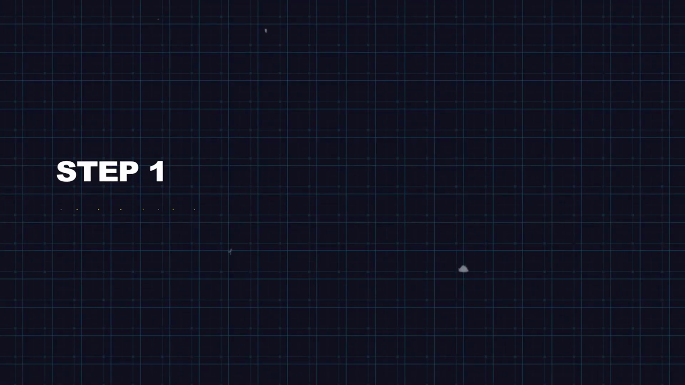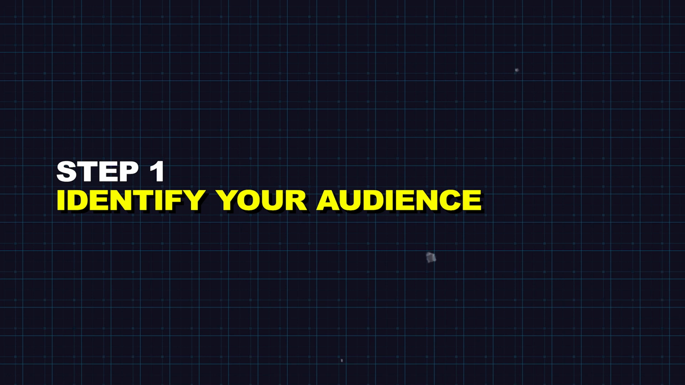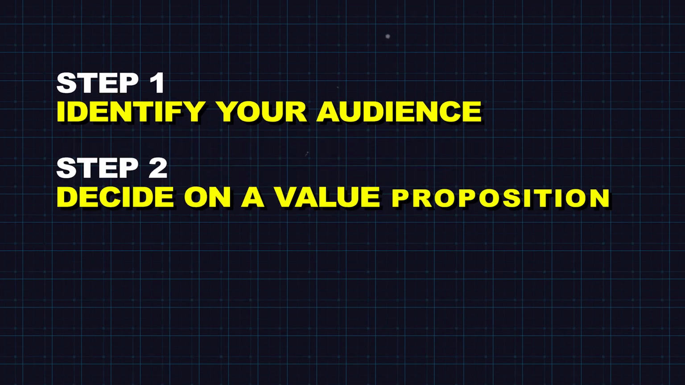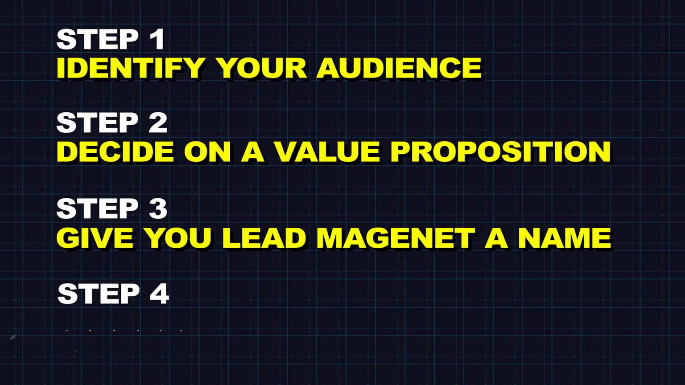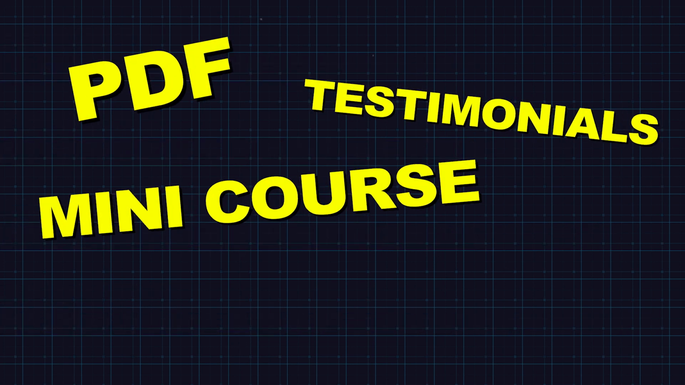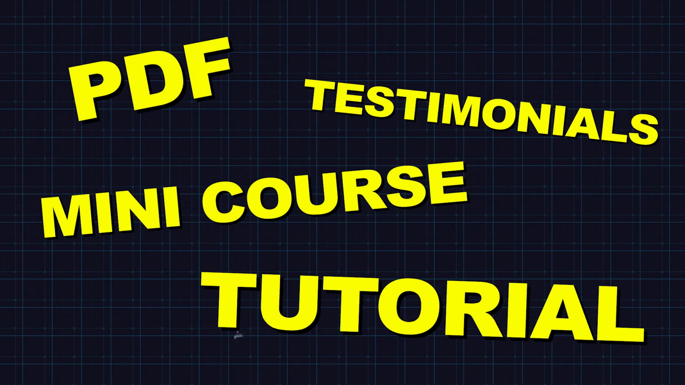Step one is going to be to identify your audience. So this is done in your pre-development phase of doing all your research. You then need to decide on a value proposition, give your lead magnet a name, and then choose what you want to offer. So this could be a PDF, a testimonial, a mini course, or even a tutorial on something.